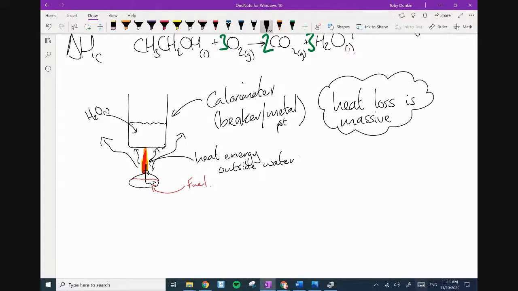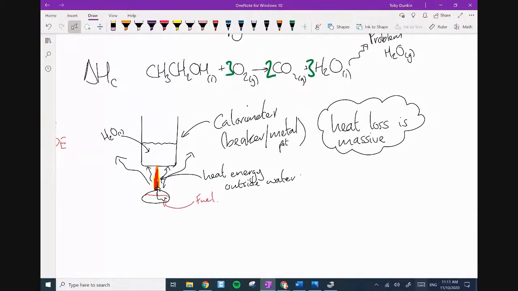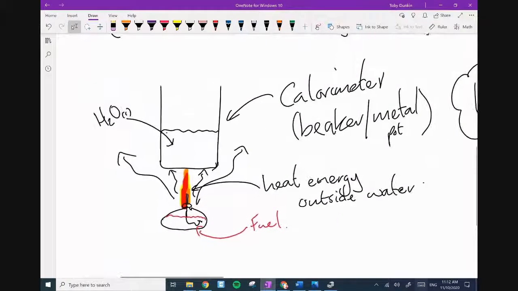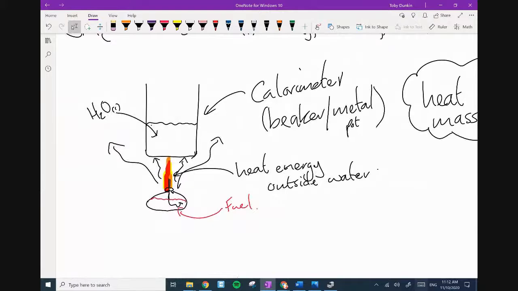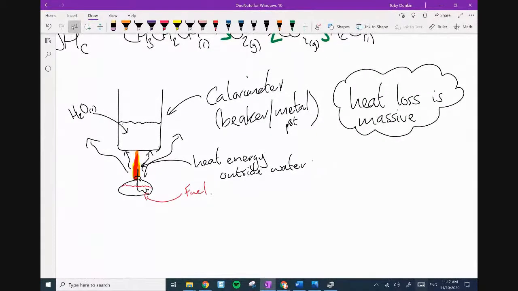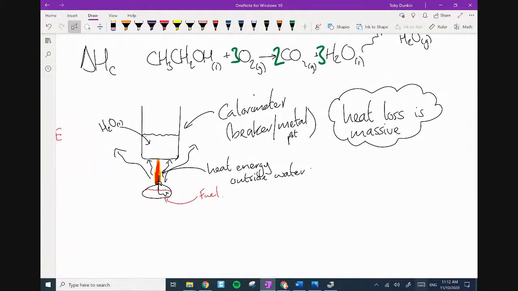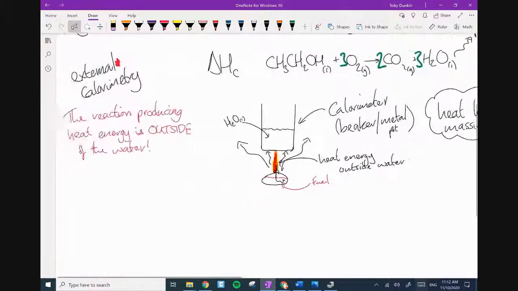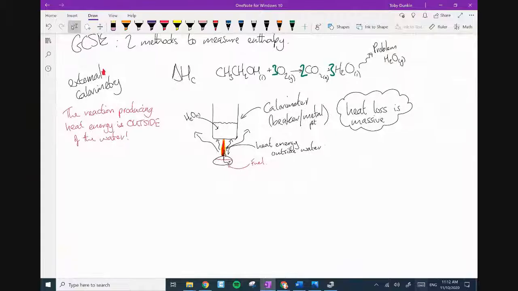Number one problem. Other problems: the water isn't being produced in its standard state, so we're not going to get an accurate figure. Second reason is the copper is going to have a different heat capacity, meaning the C value we're going to use is not going to be accurate. And the other one is incomplete combustion of the fuel plus evaporation of the fuel and the water. This is a nightmare practical. It basically is just a pile of garbage. So this is external calorimetry, and you did this at GCSE.